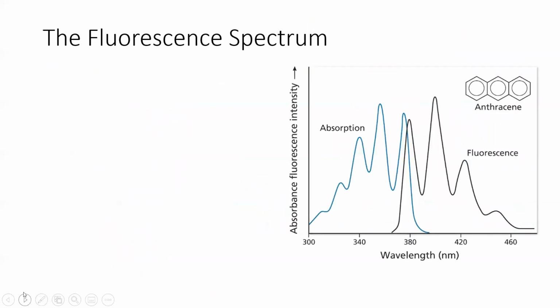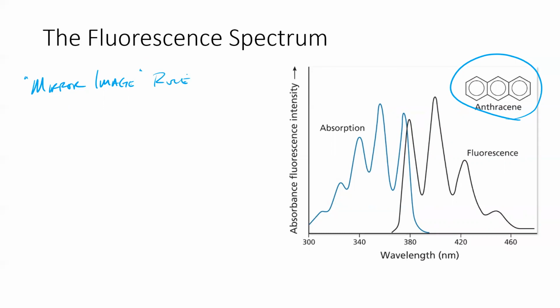So if we look at a real molecule now, instead of just pretend ones, this is anthracene, this molecule here. And you see that this molecule has this mirror image rule. Right? And again, that mirror image rule means that the excited state doesn't shift a whole lot from the ground state.